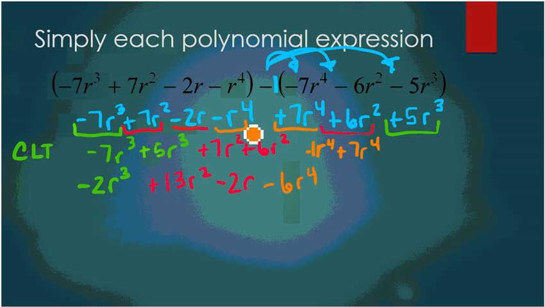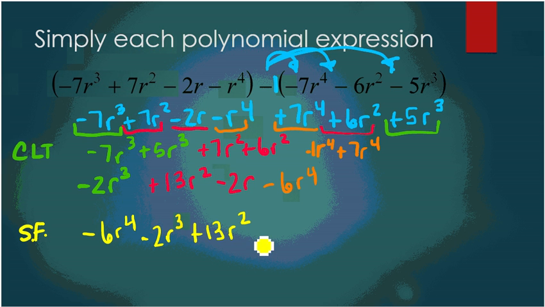So I've combined all of my like terms, and now I need to reorder everything into standard form, which is highest exponent first. Highest exponent is this, minus 6r to the fourth. Next, after 4 is 3, so minus 2r cubed, and then we have our exponent of 2 next, so plus 13r squared, and then our last guy, minus 2r. And we are done. That is simplified and in standard form.